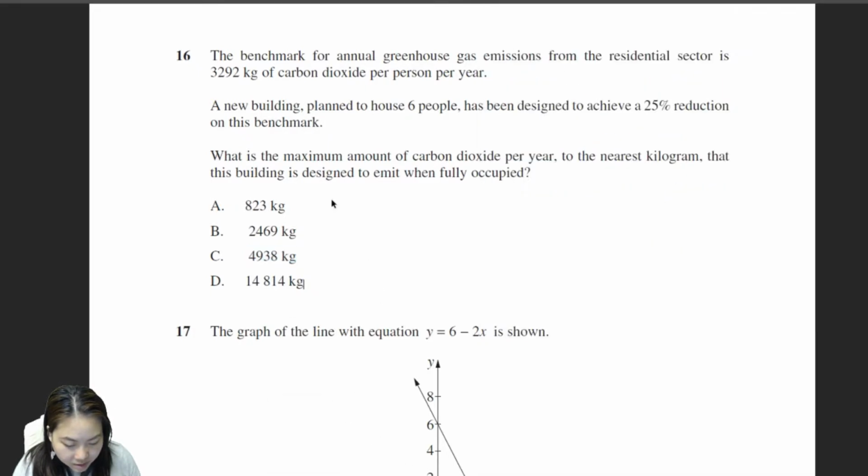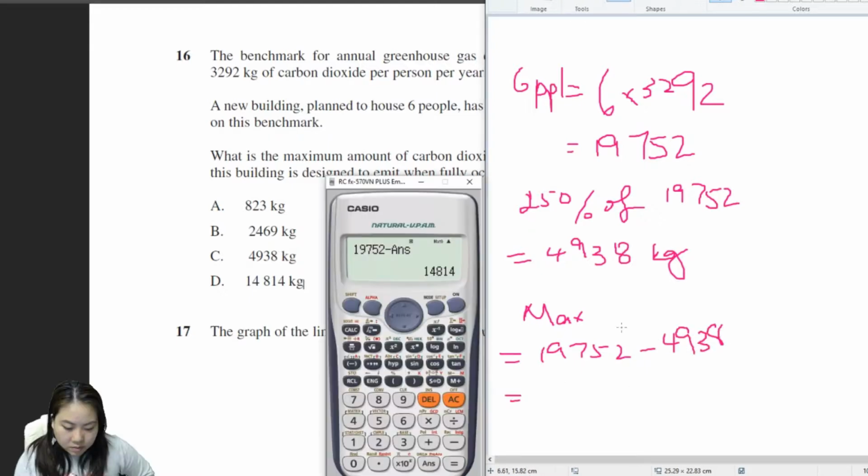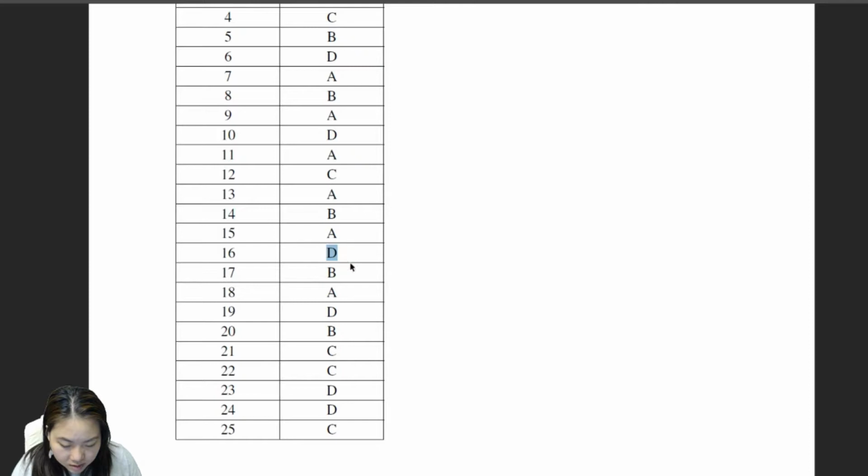that's not what they're asking for. It's supposed to be a 25% reduction. So the maximum amount that they should emit is 19,752 minus 4,938, which is 14,814, which is D. 16, D. Great.